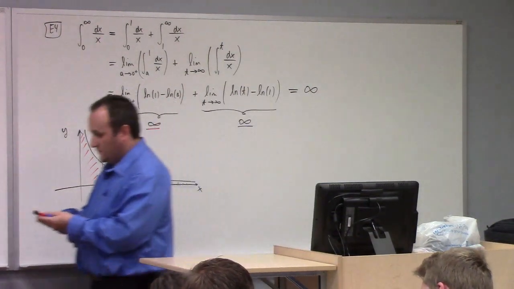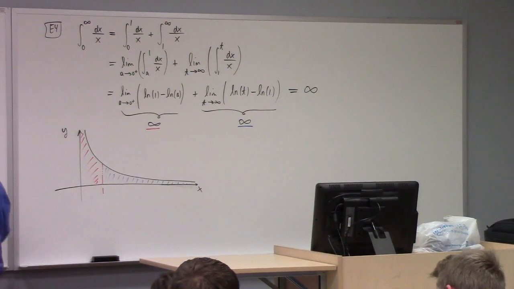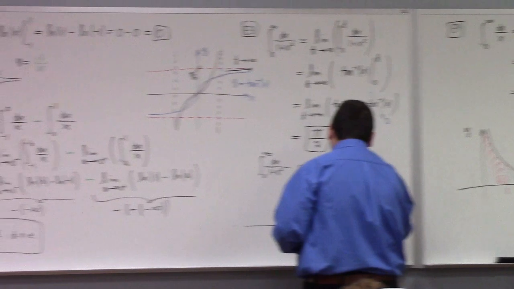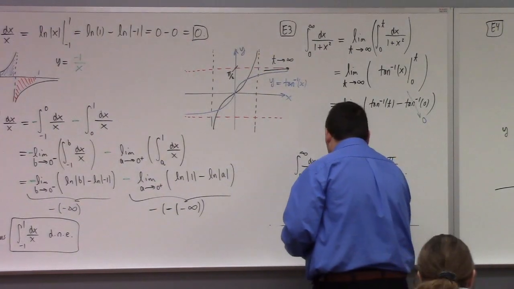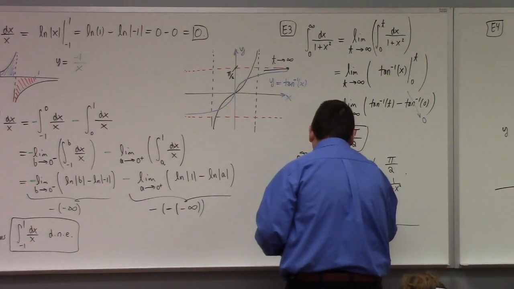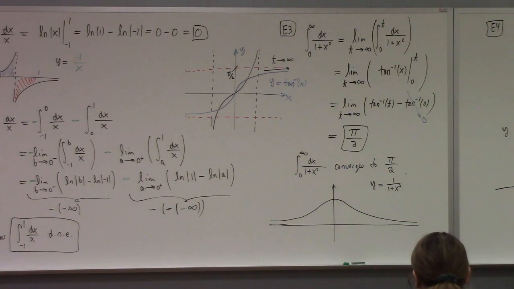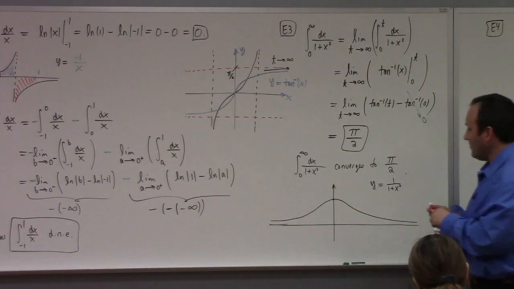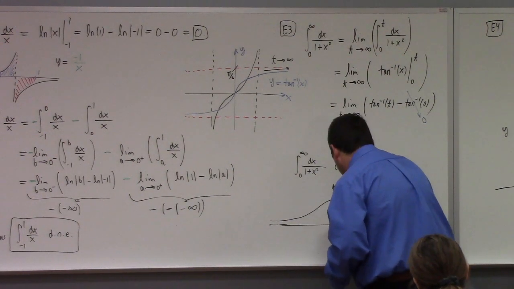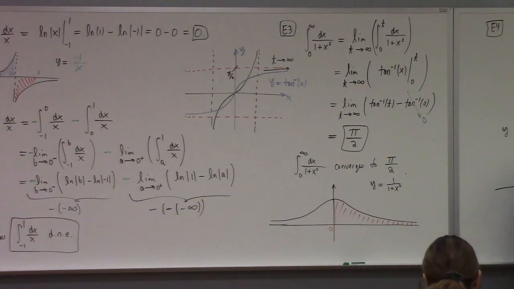The picture over here for this one isn't so different looking. What's y equals 1 over 1 plus x squared look like? It looks like a bump at the origin. And then it just kind of, like a slow rolling hill, goes back to 0. All right, so what I've done in this example 3 is I've calculated the area from 0 out to infinity, and we worked it out. It was pi over 2. All right?